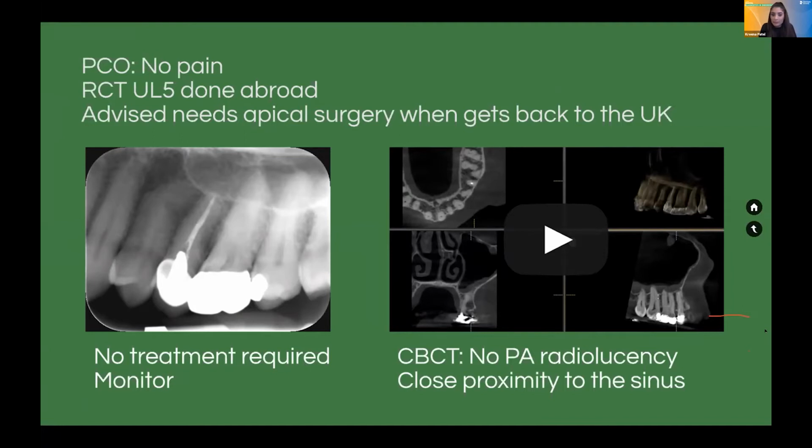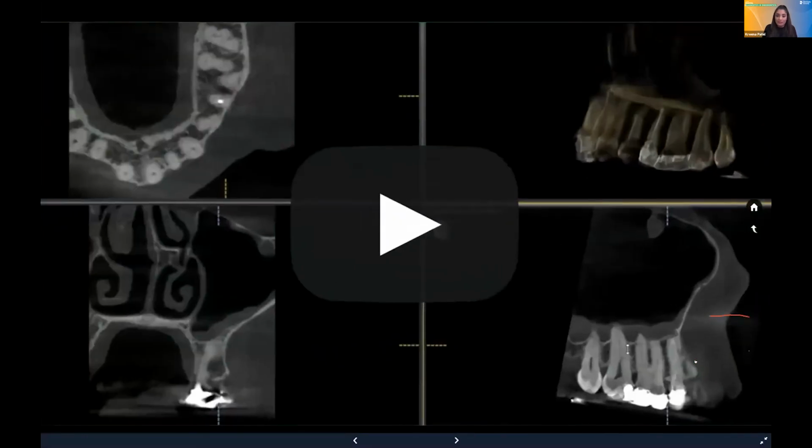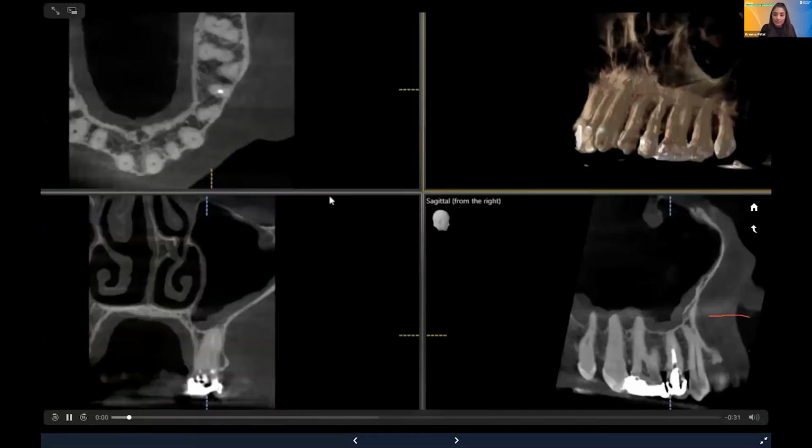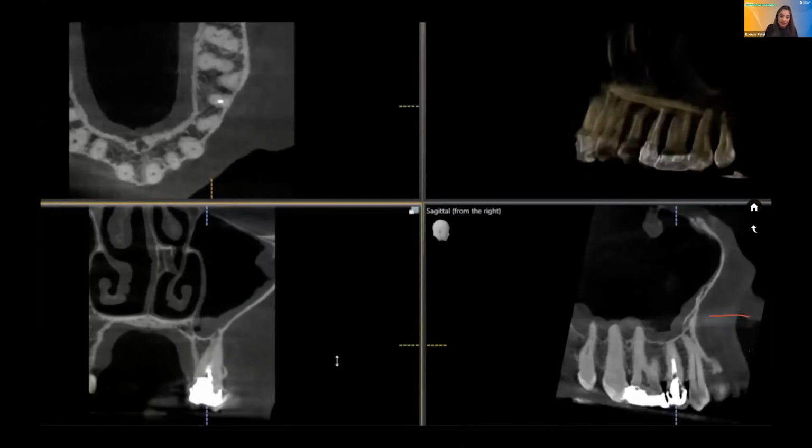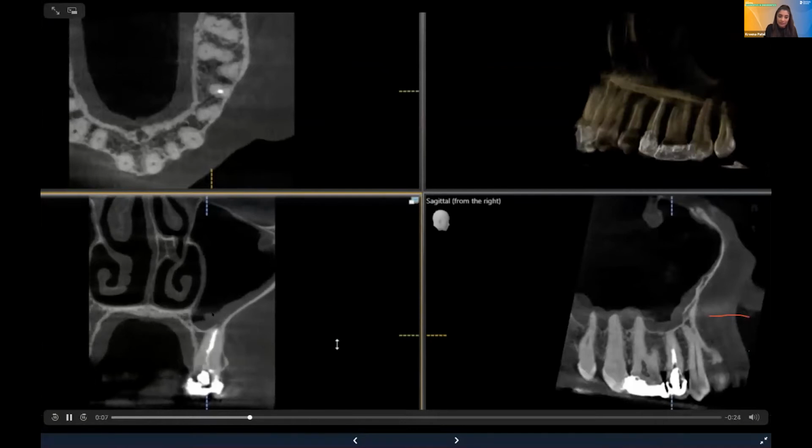And I looked at the periapical radiograph and I didn't see a lesion. So I said to her, okay, there's no obvious lesion here. Let's take a cone beam CT so we can make sure, just to put your mind at rest. So this is the cone beam CT. And you can see as we flick through the slices, there is no lesion whatsoever associated with the 5.